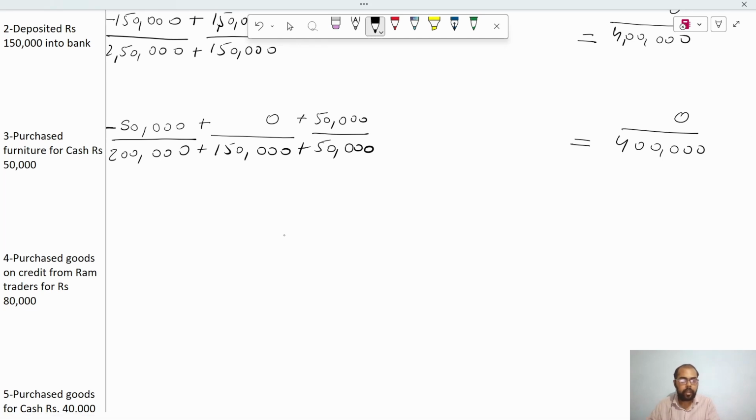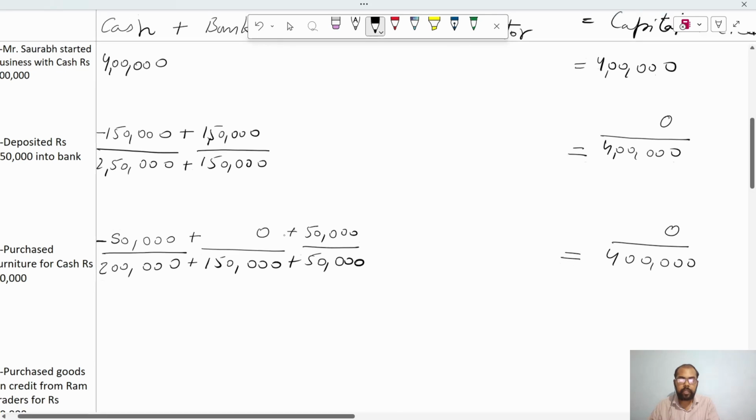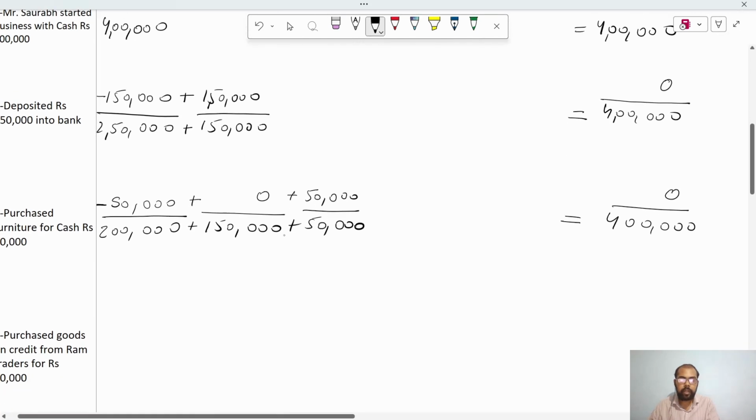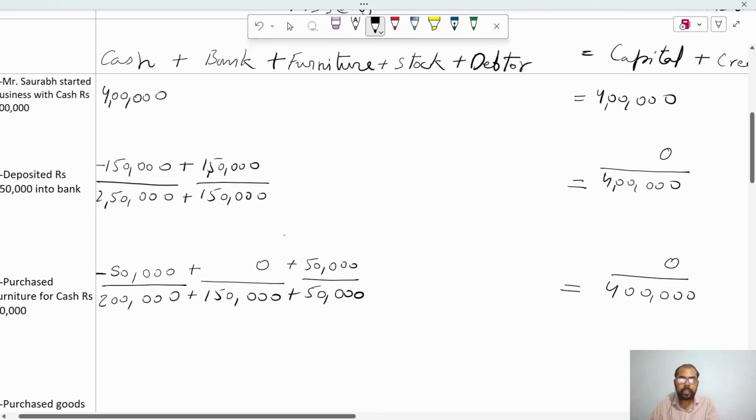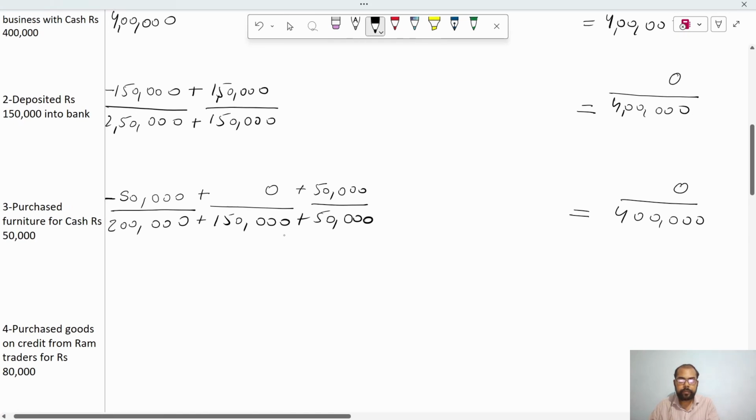Okay, now we are not paying cash for it, but our stock is increasing. Okay, we have purchased on credit, but still our stock is increasing. So under the column of stock, we shall add the amount of 80,000. Okay, 80,000.